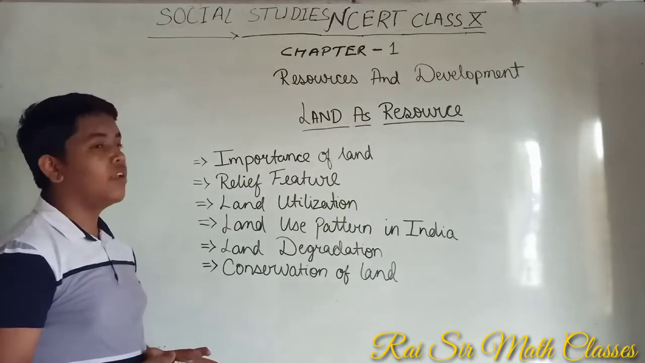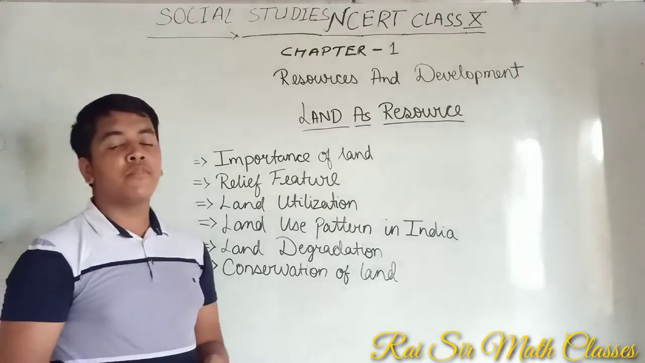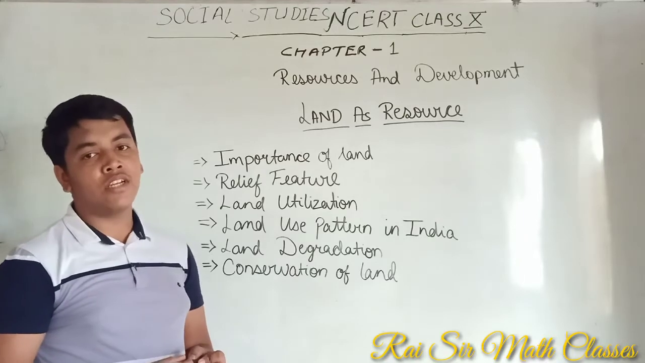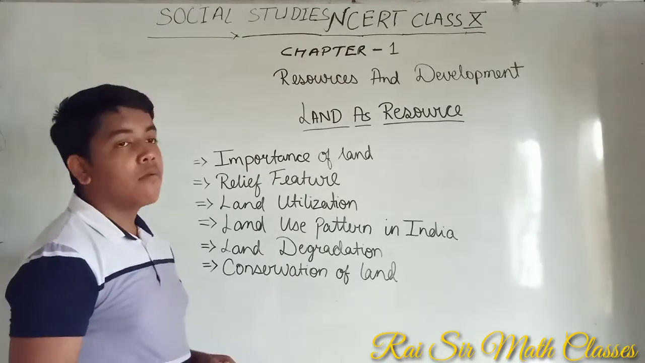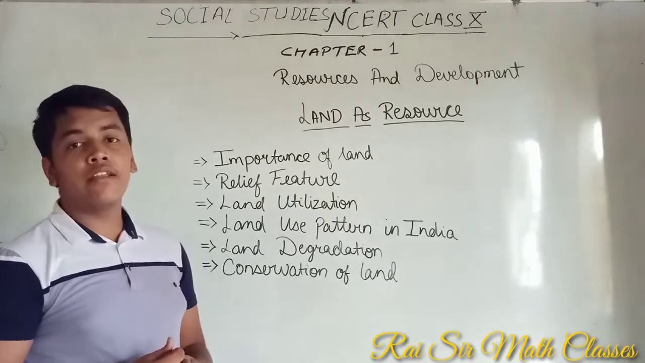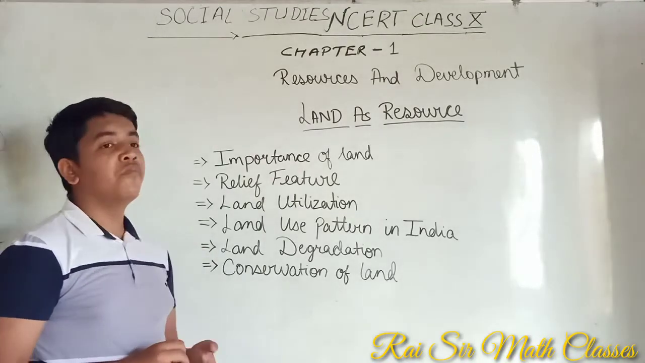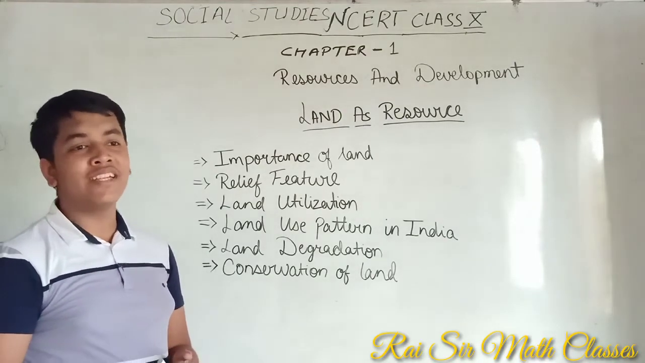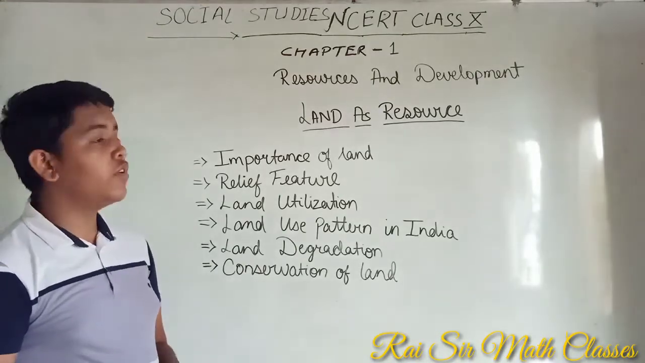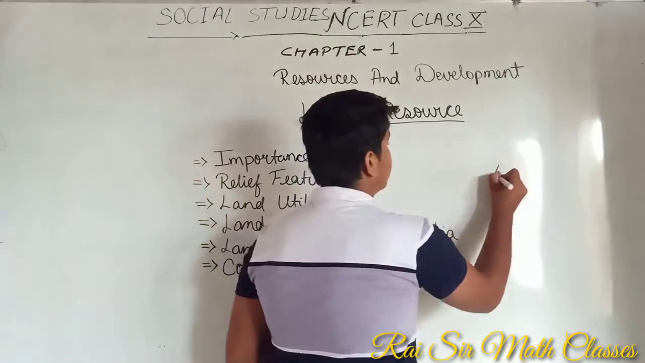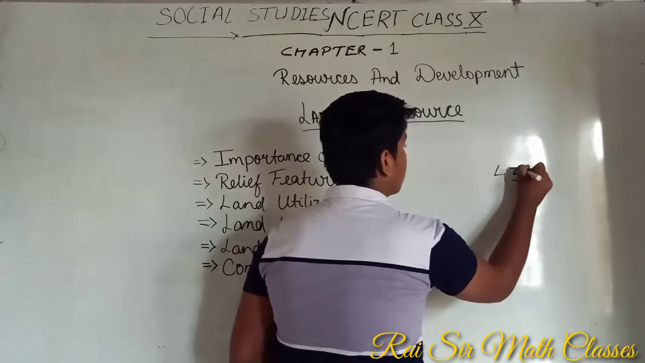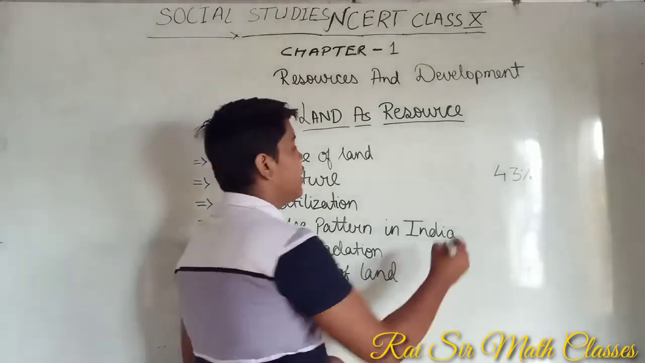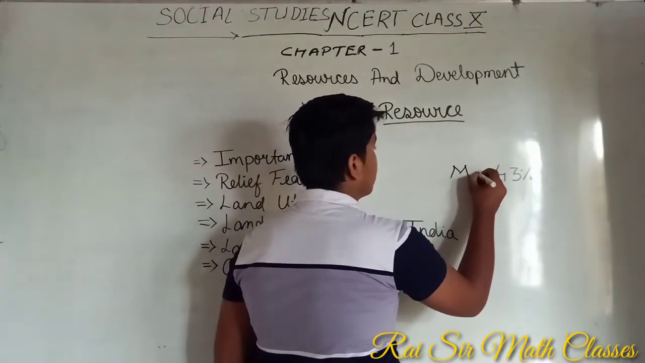What are the relief features of India? In India there are three categories found for vegetation: mountains, plains and plateaus. We are going to discuss what percentage these three cover. In India, mountains cover 43% of the total land area present in India.